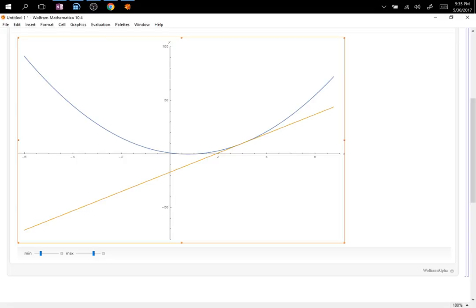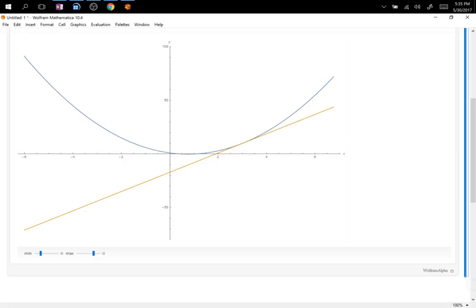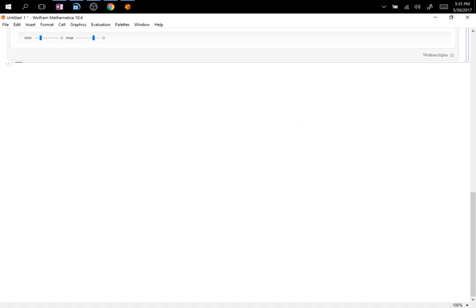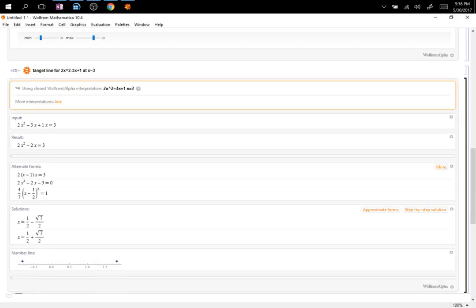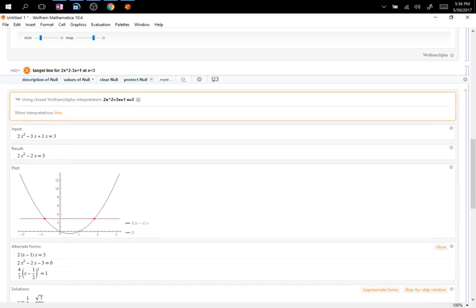Now, Mathematica is extremely powerful, and it will do all the work for you. So it's a really good tool for you to use to check your problems. You can obviously go and use Wolfram Alpha, which is part of Mathematica. But if you have Mathematica installed, you can just say tangent line for 2x squared minus 3x plus 1 at x equals 3. So you can just talk to the software. The way you would say it to your friend is the way you say it to Mathematica, and Mathematica goes and computes.